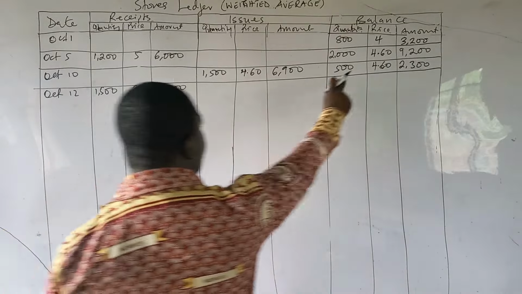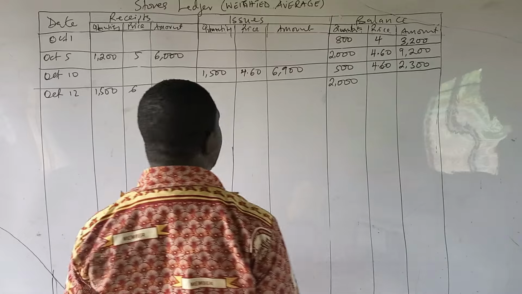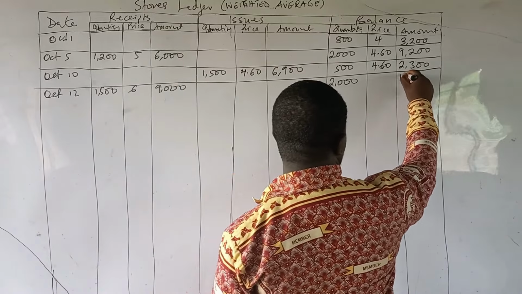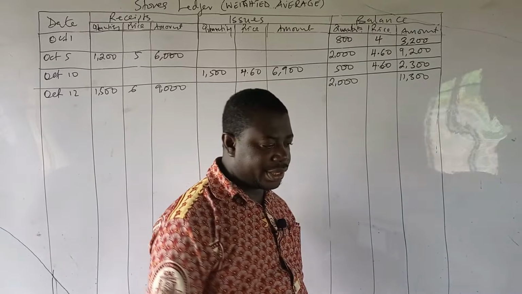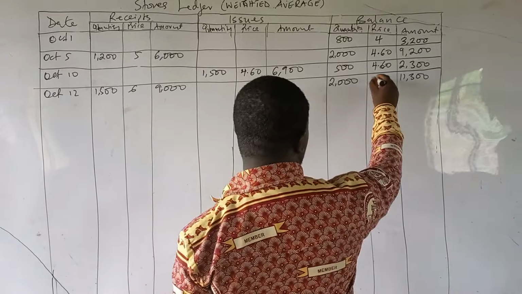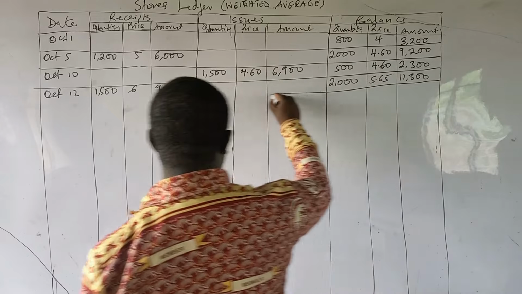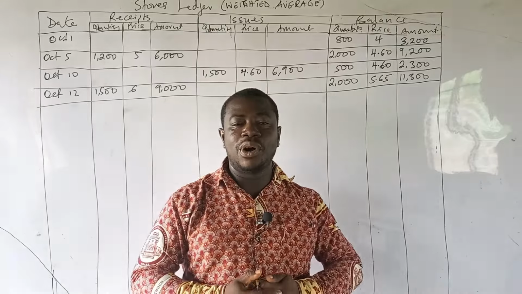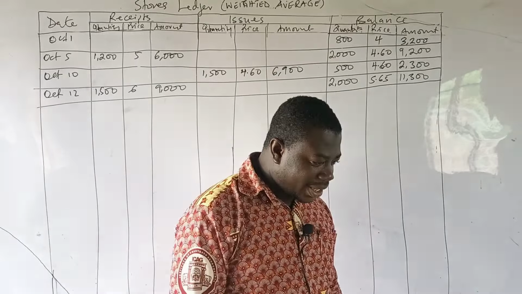So 1,500 plus 500 gives us 2,000 units again. And then 9,000 plus 2,300 is 11,300. Then we find the average price. And the average price is going to be 5 cedis, 65 pesewas. Then we can add that up. So that is how to go about the weighted average method. So we move on. Then the next one.